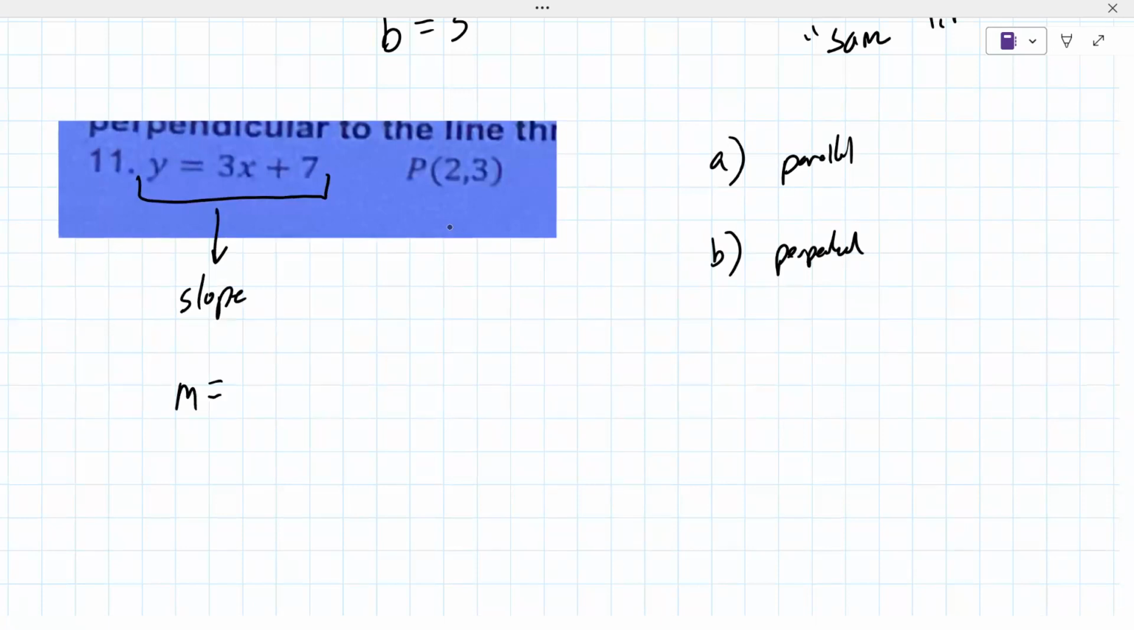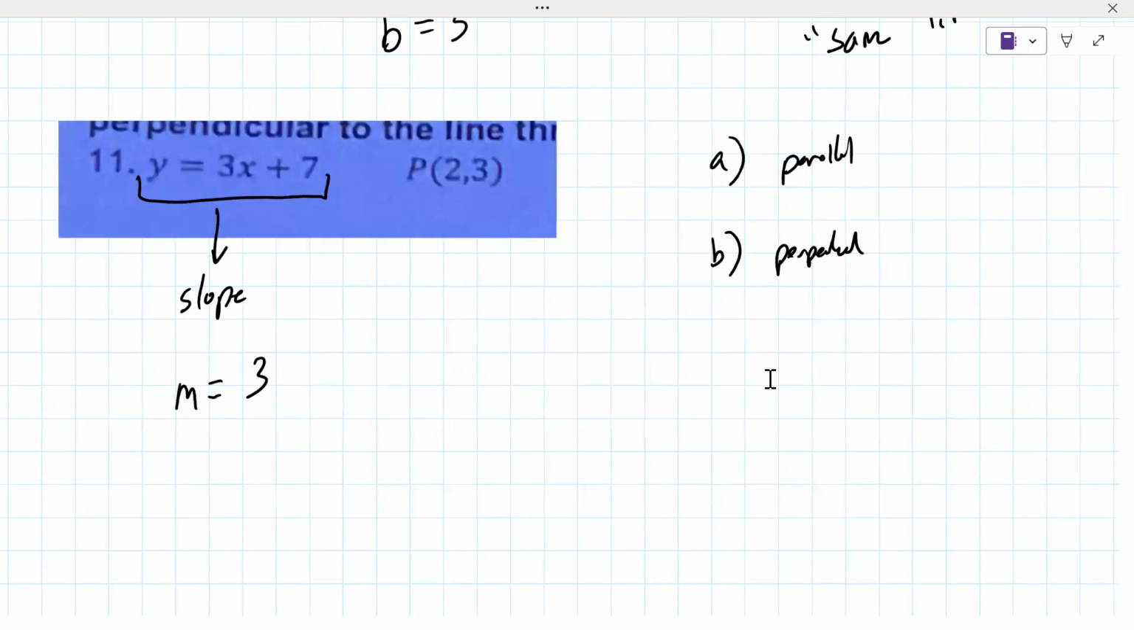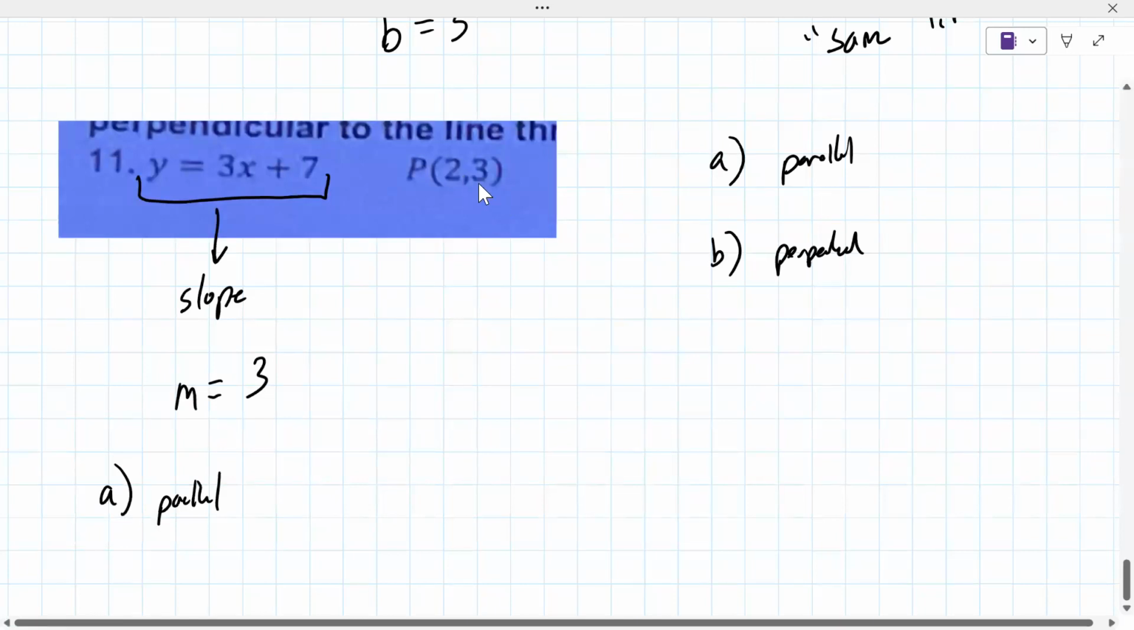What is the slope? 3. Okay. Now, when you read the instructions, does it specify whether you need to use point slope or slope intercept? It does not. So you should choose the one that's better. For the parallel line here, you have a slope and a point. Which equation uses a slope and point?